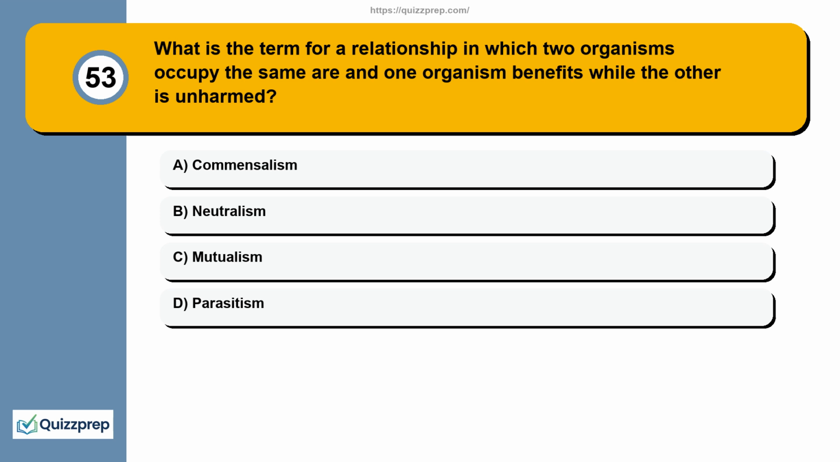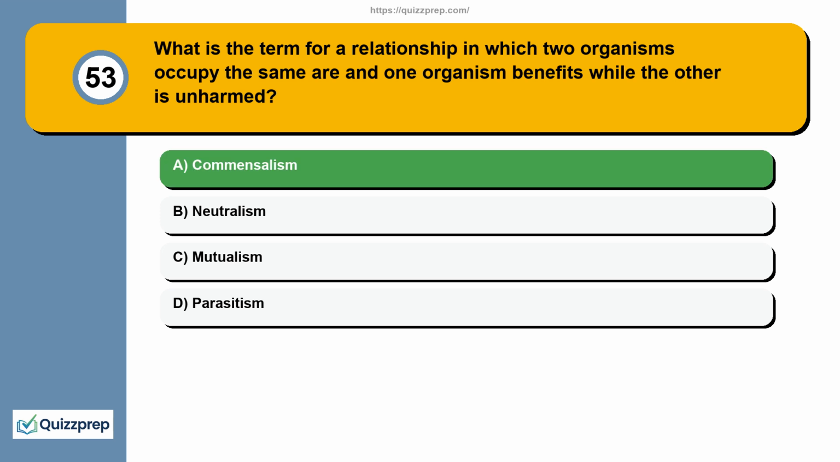Question 53. What is the term for a relationship in which two organisms occupy the same area and one organism benefits while the other is unharmed? Option A, commensalism. Option B, neutralism. Option C, mutualism. Option D, parasitism. The correct answer is option A, commensalism.